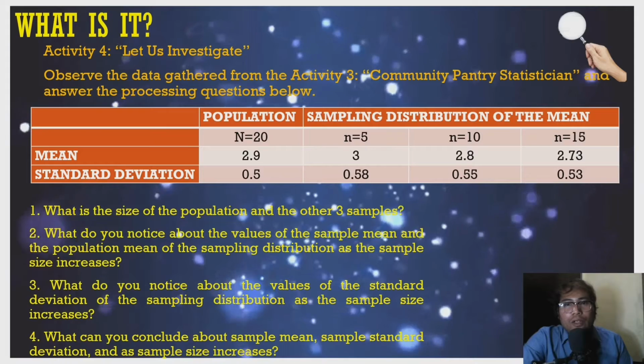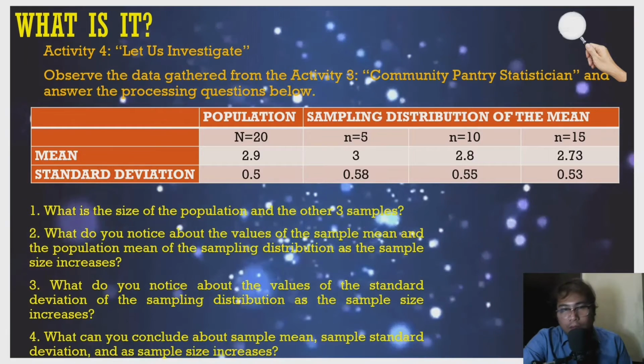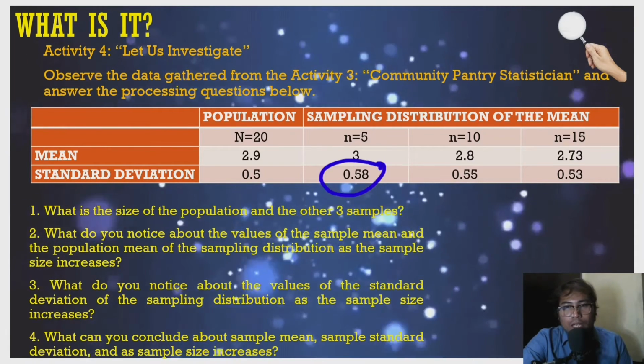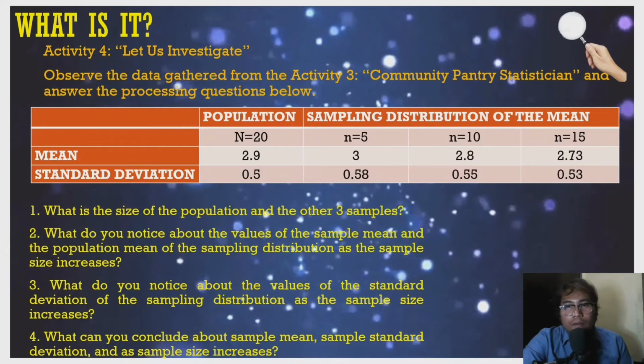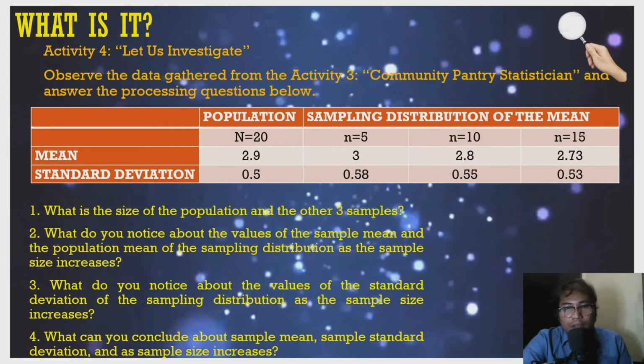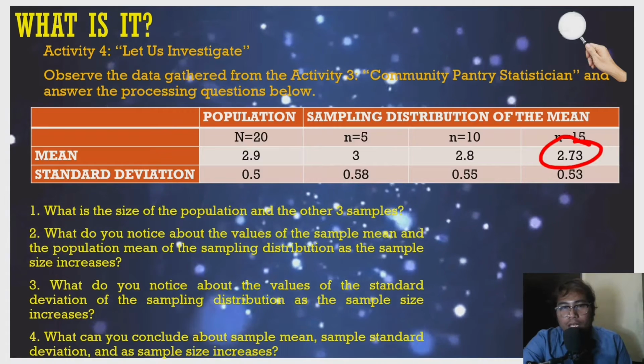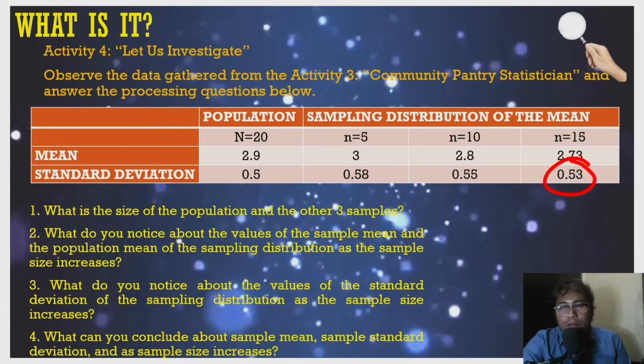So for the randomly picked families of 5, the mean that we get from these 5 families is 3, and the standard deviation is 0.58. For the n, we have 10 families. The mean that we got from the data earlier is 2.8, and the standard deviation is 0.55. And for the n, which is 15 families, the mean is 2.73, and the standard deviation is 0.53.